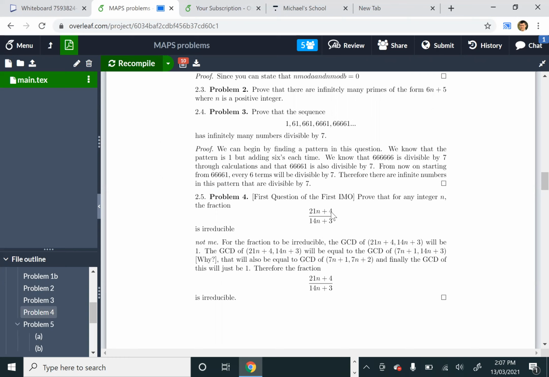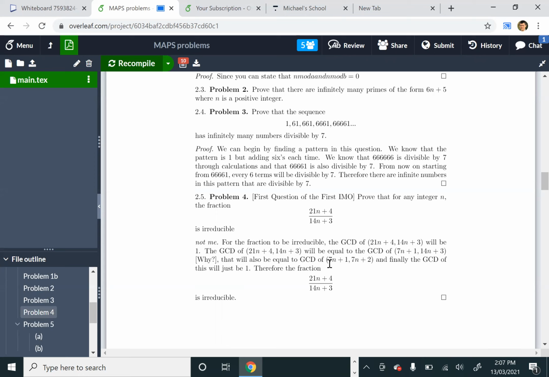So that's how you got 7n plus 1, yeah? 7n plus 1 is the difference, yeah? So that's divisible by the common factor, right? Okay. And so is 14n plus 3, so you can find the difference again, right?